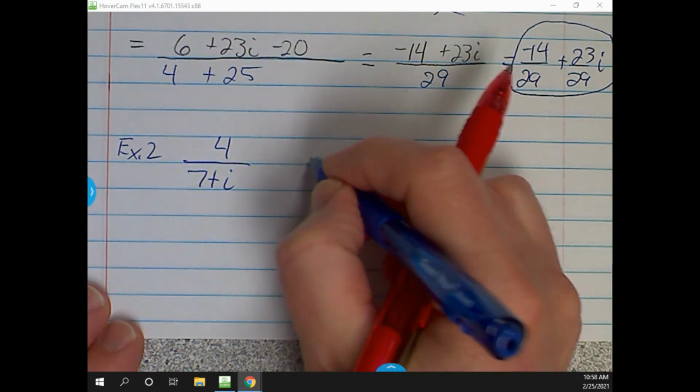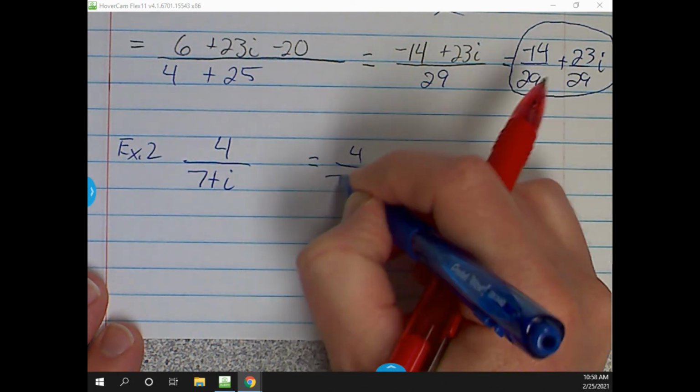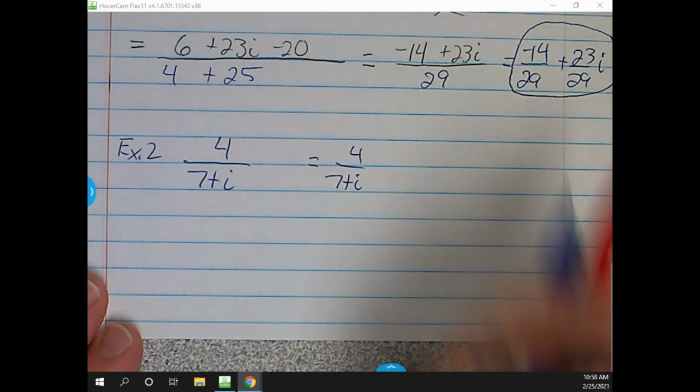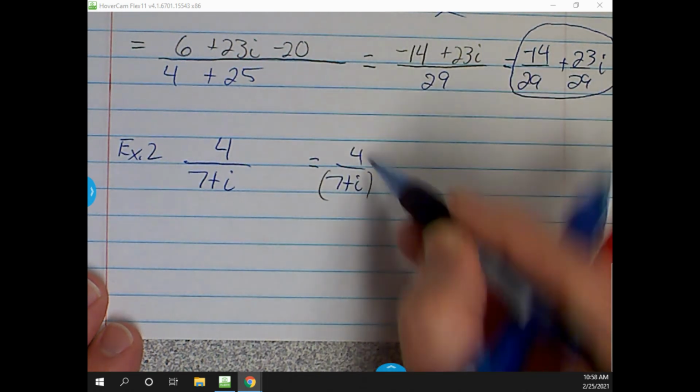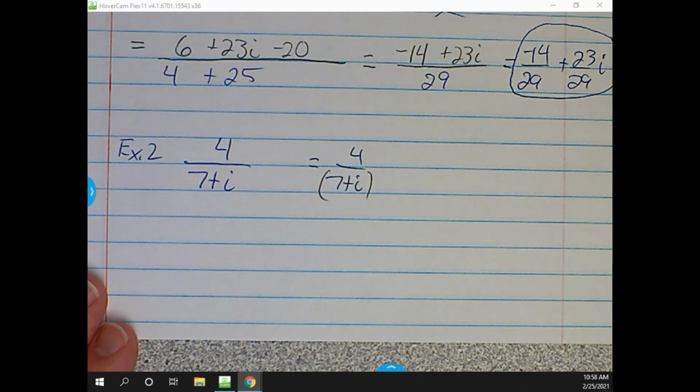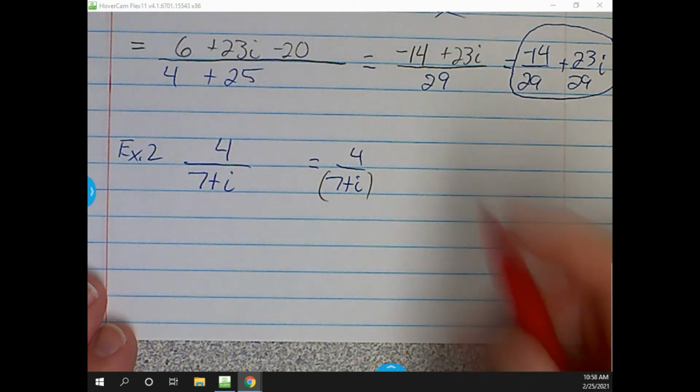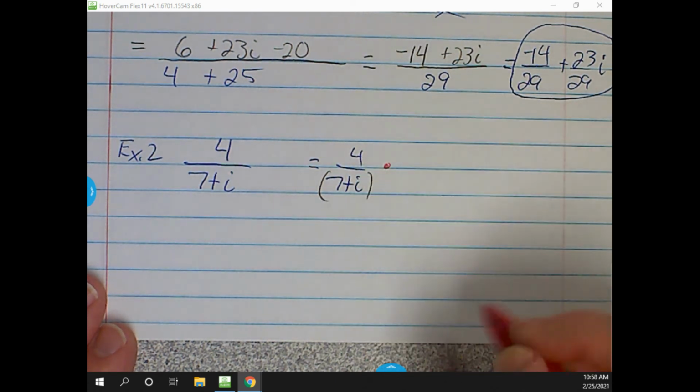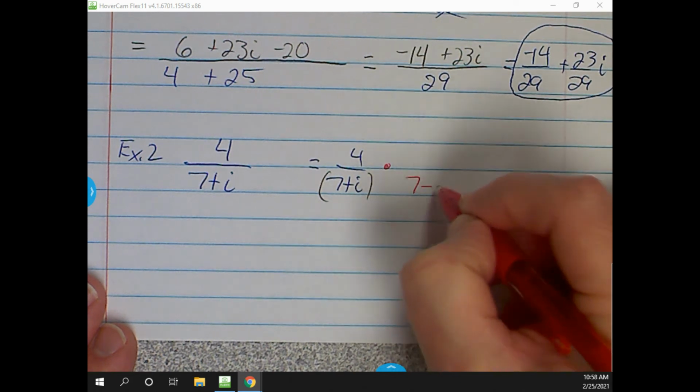We're going to take that original problem that you have. Again, really think about putting that one in parentheses. This one you don't have to worry about it because it's just the one term, so it doesn't really help a lot. Then we're going to multiply by 7 minus i.